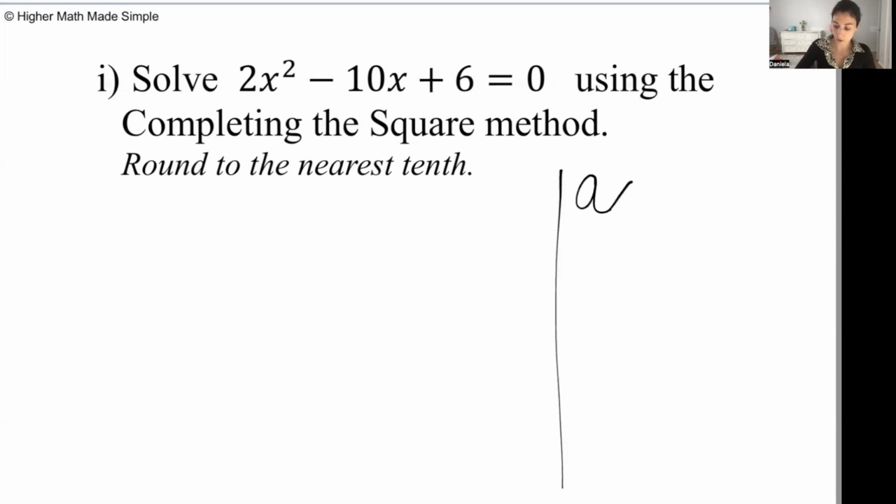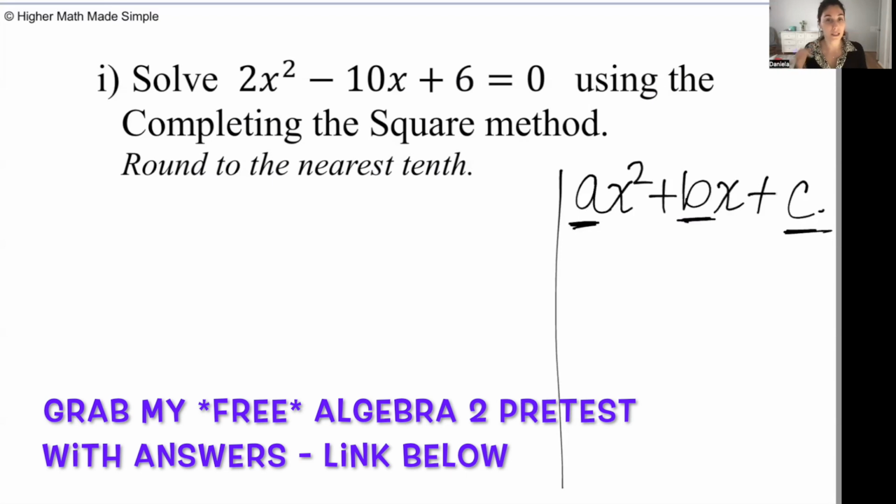When I'm referring to A, B, and C, again, I'm referring to the fact that A is the coefficient, so it's the number in front of the x squared. B is the coefficient of the x term, and C is the constant. In other words, it does not have any x attached to it.